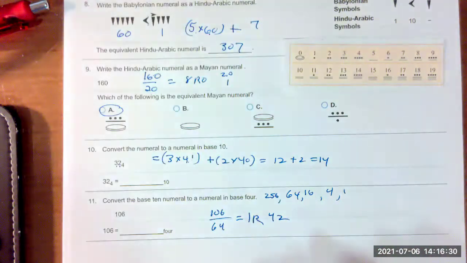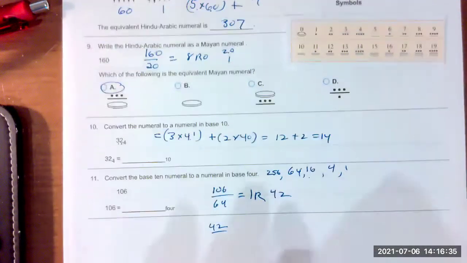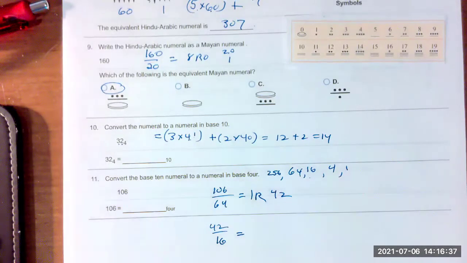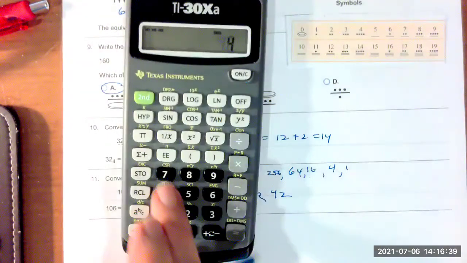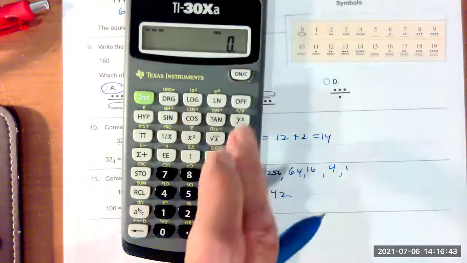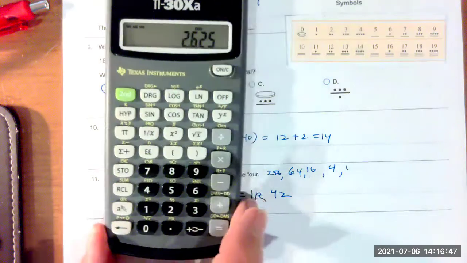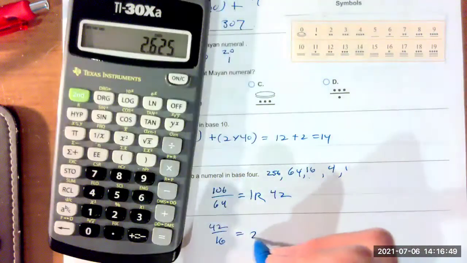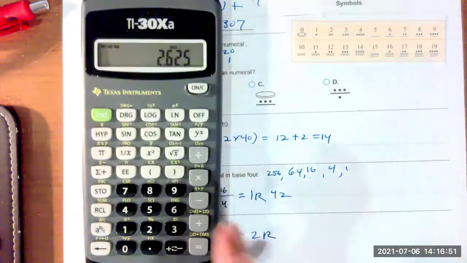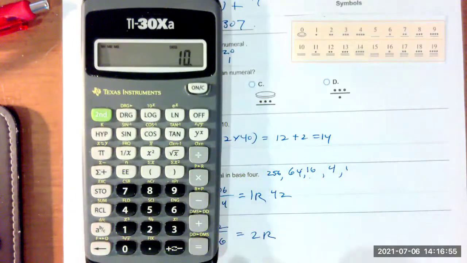Okay, now that's going to drop down to the next positional value, which is worth 16. So I'm going to take 42 and divide by 16, again, 42 divided by 16, and I get 2. And again, I need my remainder, so I'm going to subtract my 2 and then multiply by the 16, and I get a remainder of 10.